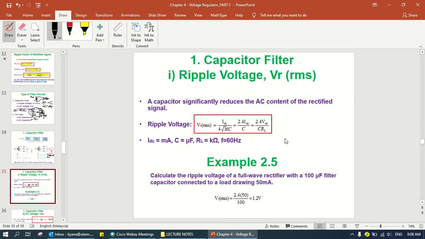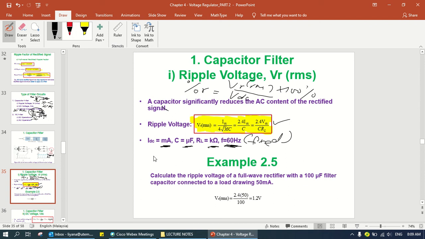So the formula of percentage of ripple. Before we go to the ripple voltage and the DC voltage, you have to know that the percentage of ripple is equal to VR RMS over VDC multiplied by 100%. That's why you want to calculate the ripple voltage. This formula is given during the exam, I think, so I will check later. Your IDC must be in milliampere, C in microfarad, R in kilo ohm, and F is 60. This one is fixed.